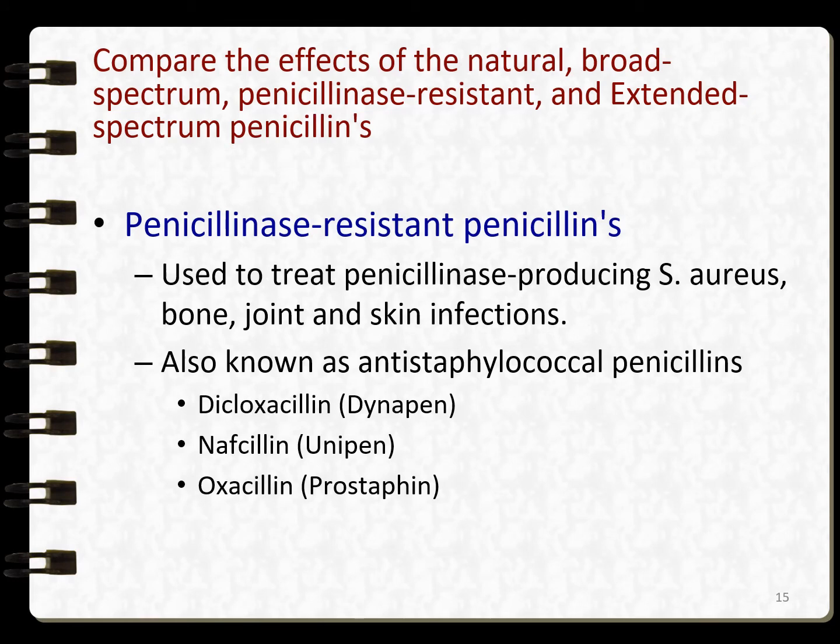So when we compare the effects of the natural, broad spectrum, penicillinase-resistant, and extended spectrum penicillins, the penicillinase-resistant penicillins are used to treat penicillinase-producing S. aureus. So bone, joint, and skin infections would be the things that we would treat with it. They are also known as the anti-staphylococcal penicillins: dicloxacillin, Dynapen, nafcillin, also known as Unipen, or oxacillin, which is Prostaphlin.